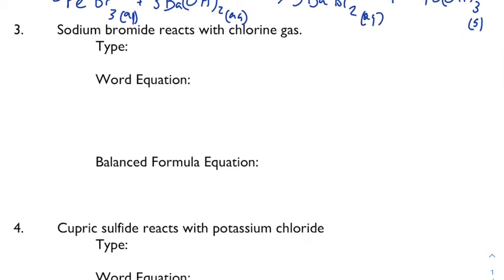Sodium bromide reacts with chlorine gas. Okay, so sodium bromide is NaBr, and chlorine gas is Cl2. And it's Cl2 because it's a Hobbs-Finkel. Now, they do tell us that this is a gas. Sodium bromide is a solid. It's a salt.